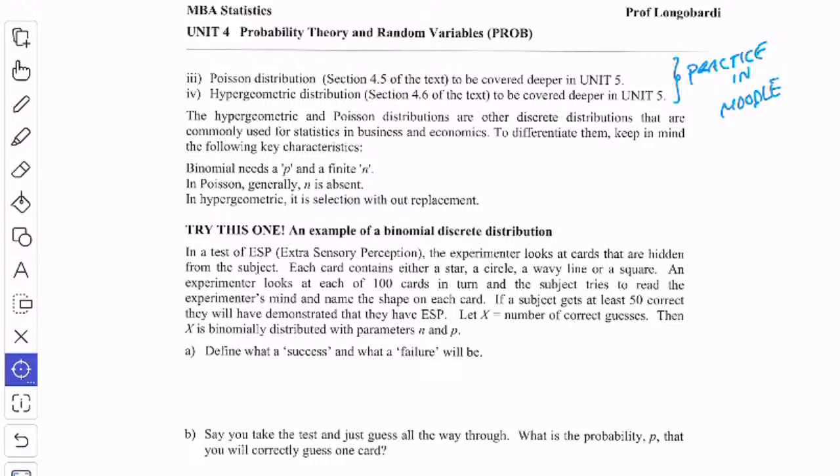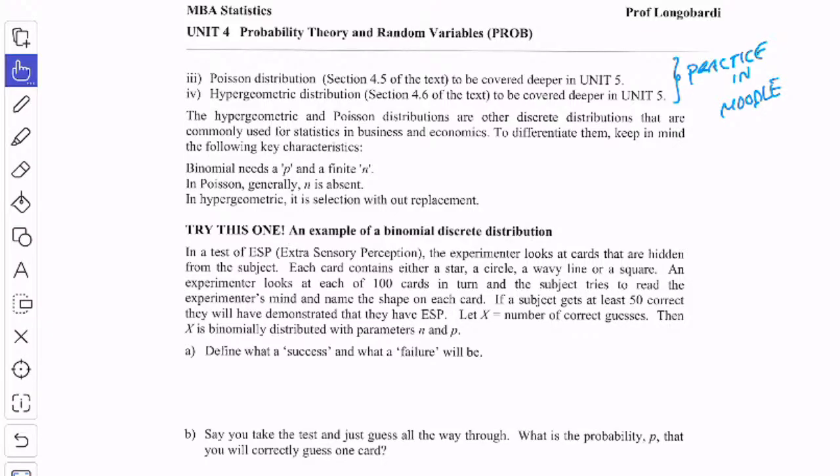And hypergeometric removes the idea of independence. That's where you're observing events, but it changes from observation to observation. They're not independent trials, so they're sort of related. Anyway, you can practice those in Moodle, and they'll show up in Unit 5.